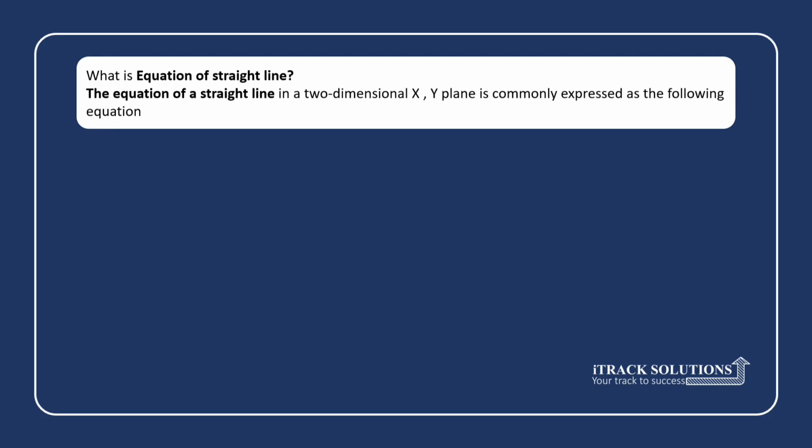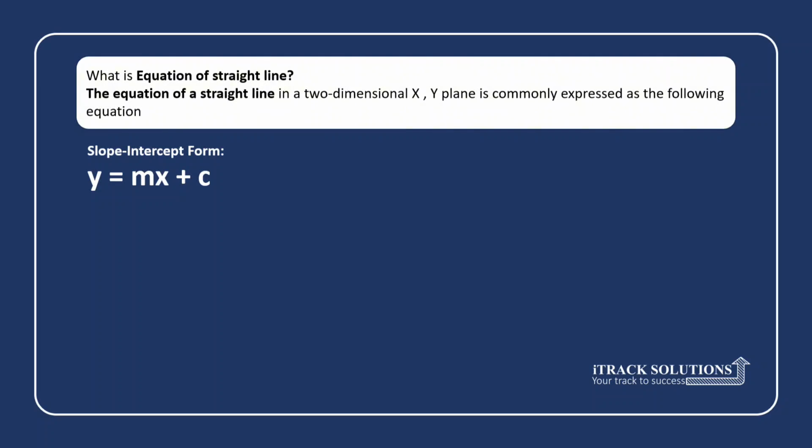As I was explaining in the introduction, equation of a straight line is a very important concept for us to understand another important concept called linear regression. So what is equation of a straight line? Equation of a straight line in a two-dimensional xy plane is commonly expressed as y is equal to mx plus c. So this is what we mean by equation of a straight line.